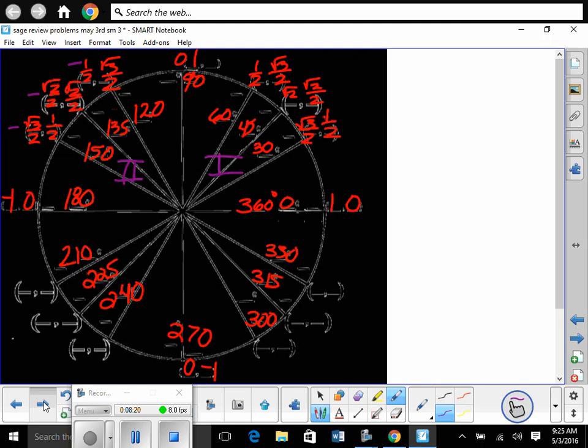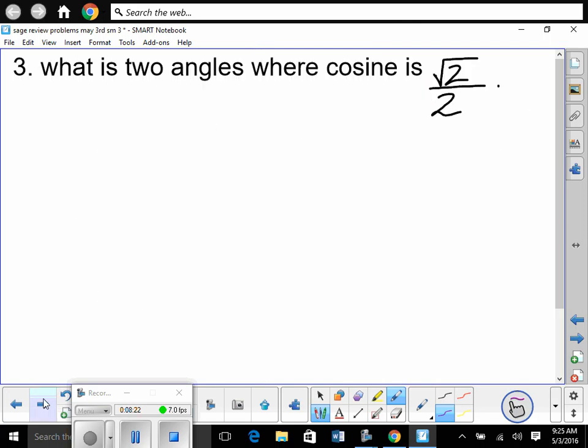Okay. Next problem. What are 2 angles where cosine is the square root of 2 over 2?